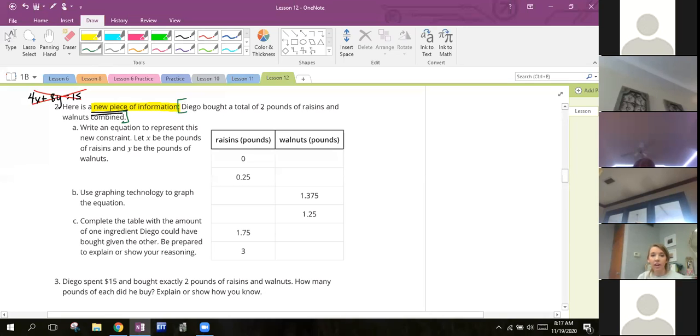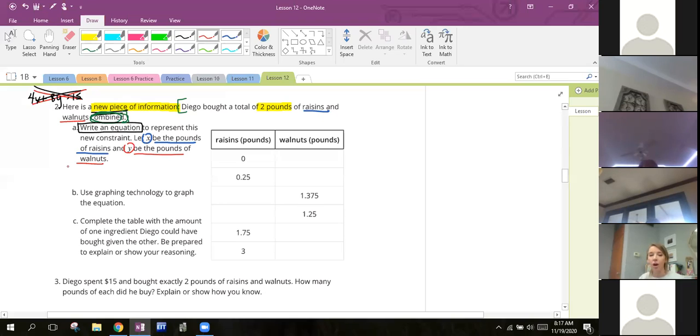It says Diego bought a total of 2 pounds of raisins and walnuts. Here's the keyword, combined. Okay, so for part A, it says to write an equation to represent this new constraint. Once again, we're ignoring that equation from earlier. To represent this new constraint, we're going to let X be pounds of raisins, which is the exact same thing as last time, and we're going to let Y be pounds of walnuts.